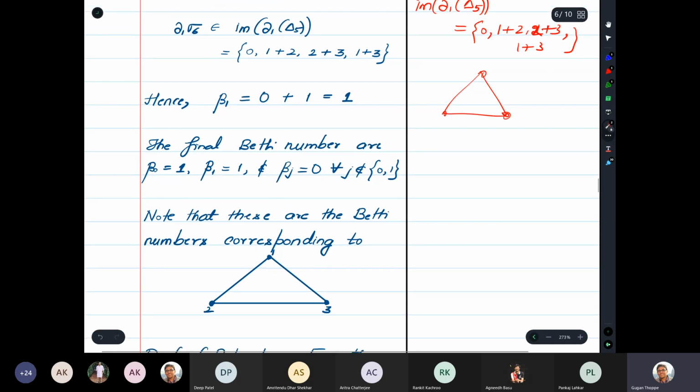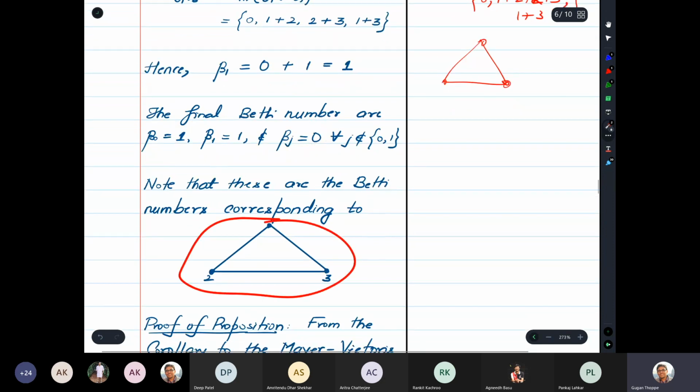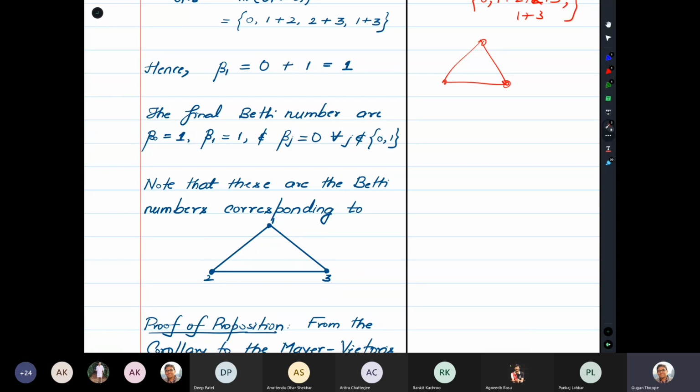And you can see that indeed the final numbers that we end up with are the Betti numbers that correspond to this, in the sense that there is one component and one two-dimensional hole here. Okay, so now maybe I'll pause here for a couple of seconds. If you have any questions, please let me know. Do you have any questions on how we went about with this algorithm?